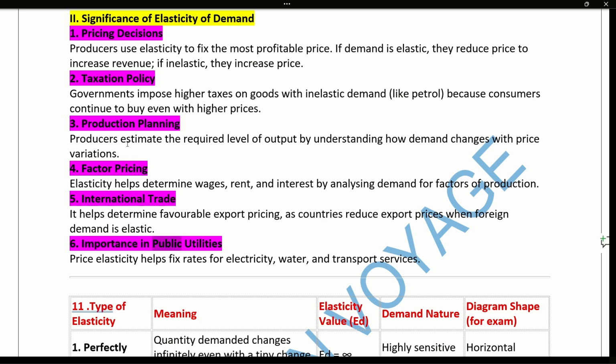6. Importance in public utilities. Price elasticity helps fix rates for electricity, water, and transport services.